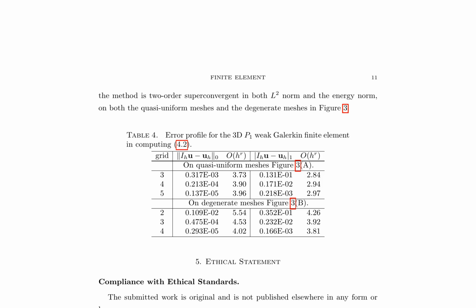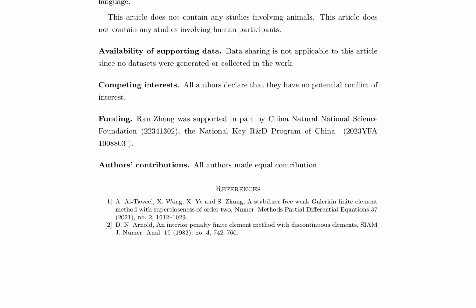In the ethical statement section, the authors declare that the submitted work is original and not published elsewhere. They confirm that no studies involving animals or human participants were conducted, and no datasets were generated or collected during the research. All authors declare no potential conflict of interest, and the funding sources are provided. The authors' contributions are equally distributed among them, and relevant ethical guidelines were followed throughout the study.